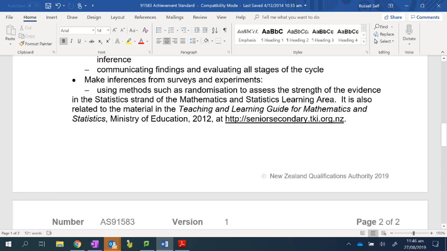Okay? Then we're also going to use methods such as randomization to assess the strength of the evidence in the statistic strands of the learning areas. So we're going to be looking at doing an experiment, but then we're going to use randomization to see if that experiment holds true over a larger population, right? What do you think happens when you do a big survey as opposed to just a small survey of a class, for example? Sure.